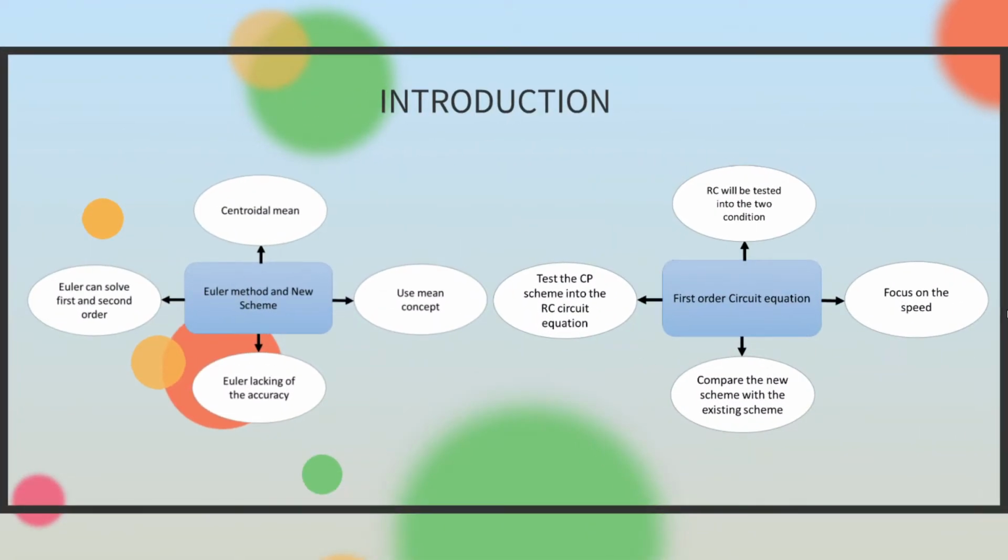Now we go to the introduction. In the introduction, I will discuss the Euler method, the new scheme that will be used, and the first order RC circuit equation. As we know, Euler method is one of the oldest and simplest methods in numerical methods to solve mathematical problems. However, Euler method is lacking in accuracy compared to other methods such as Runge-Kutta and Adams-Bashforth. The fundamental laws of physics, mechanics, electricity, and thermodynamics are usually based on empirical observation that explains variations in physical properties and state of a system.